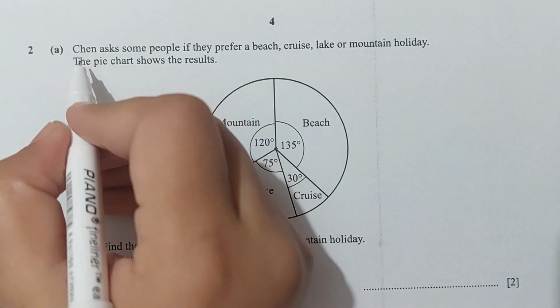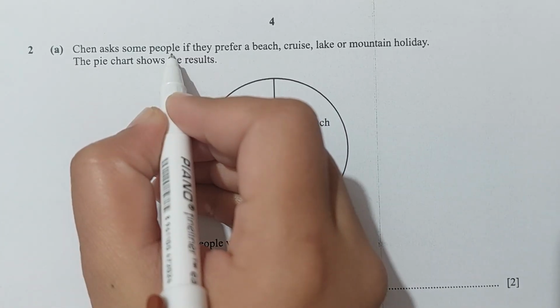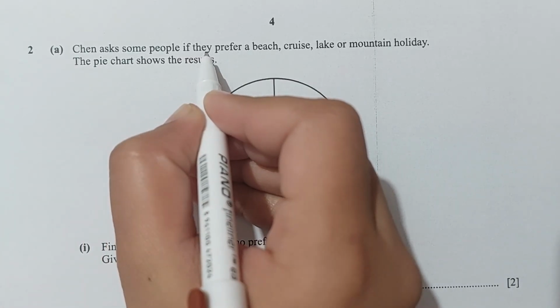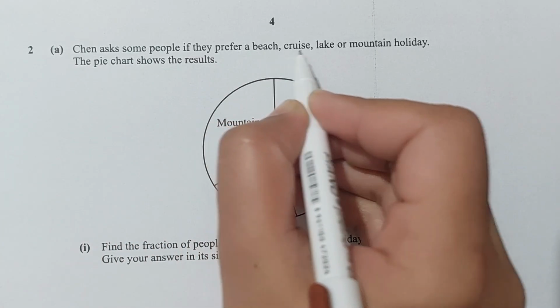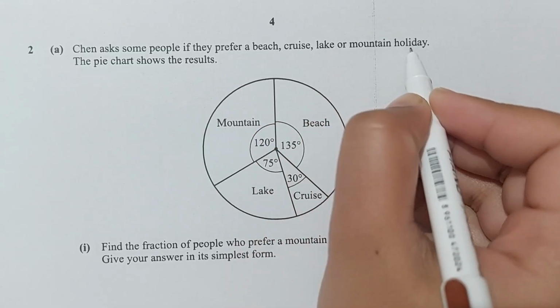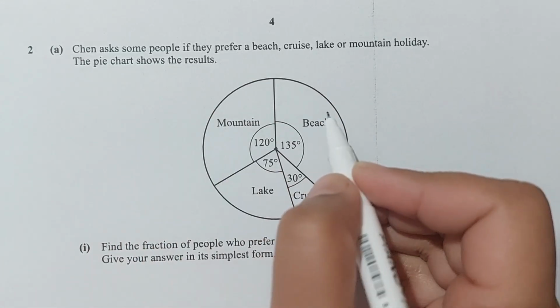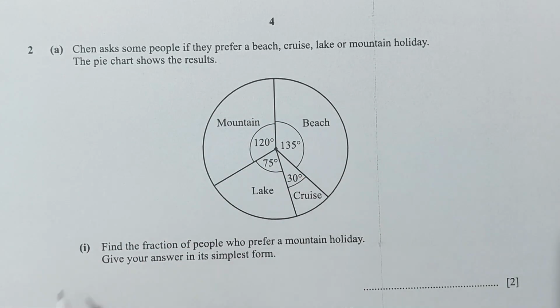Question number 2, part A. Chen asked some people if they prefer a beach, cruise, lake, or mountain holiday. The pie chart shows the results: the mountain, beach, lake, and cruise. Number 1, find the fraction of the people who prefer a mountain holiday. Give your answer in its simplest form.